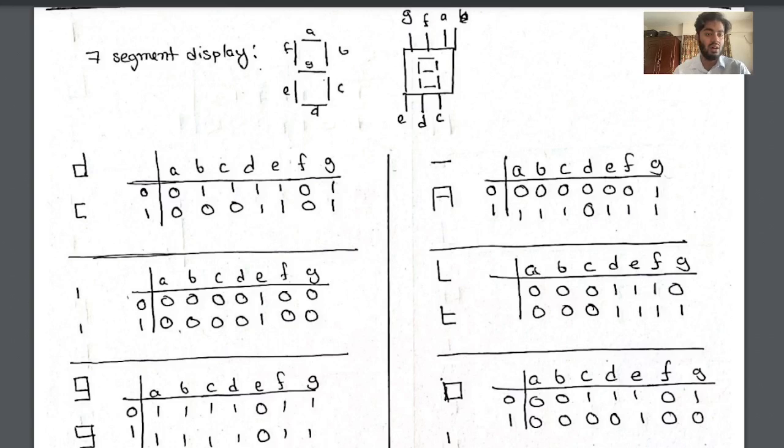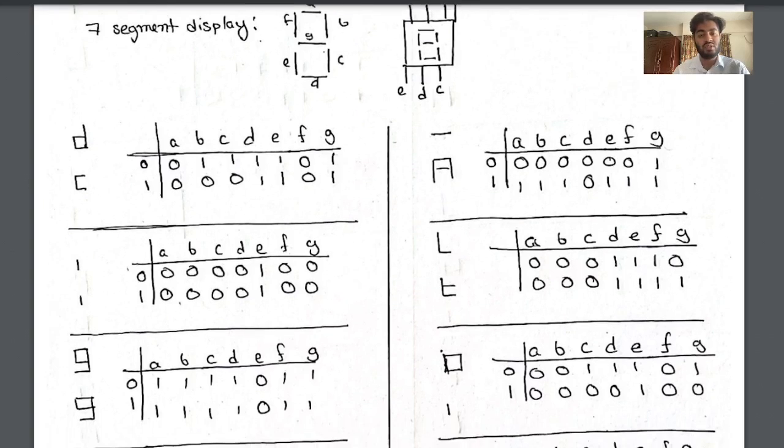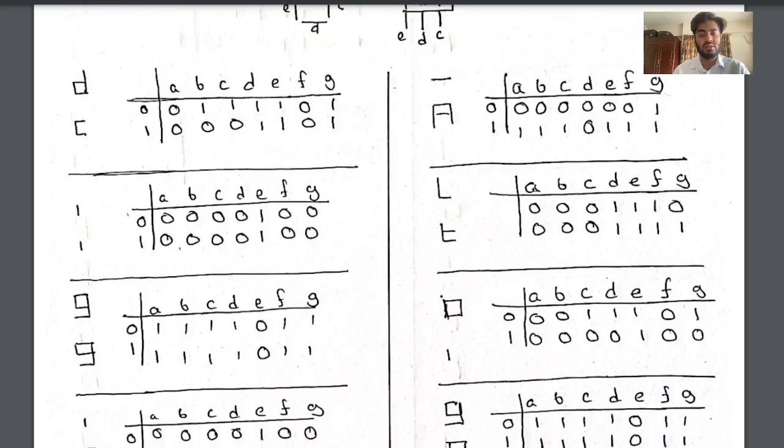The next one is I and I. Since there is no conversion, each of the inputs will have the same output. By doing this, I have created 13 truth tables, as you can see here.